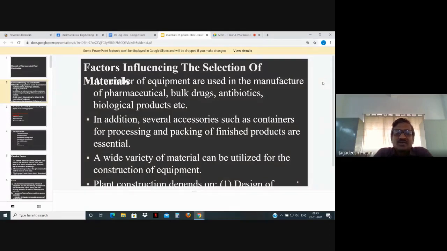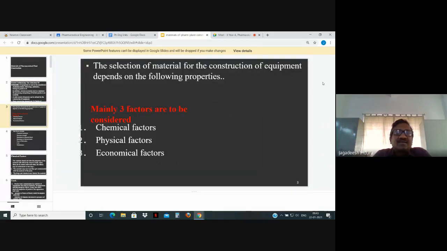So most of the time the plant material construction depends upon three factors. One is the chemical factor, physical factor, and economic factor. So we need to consider these three factors.